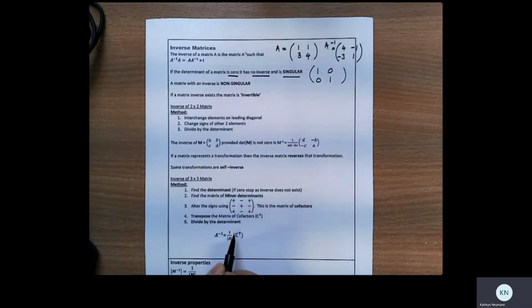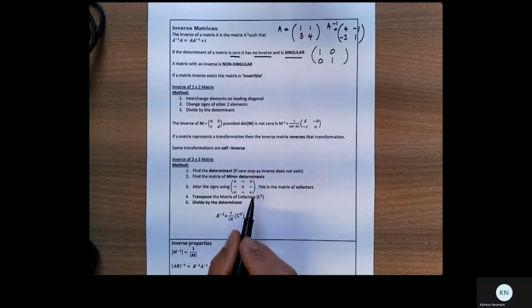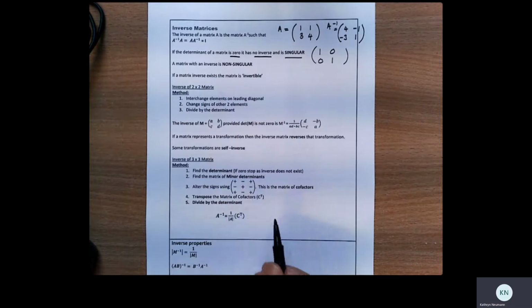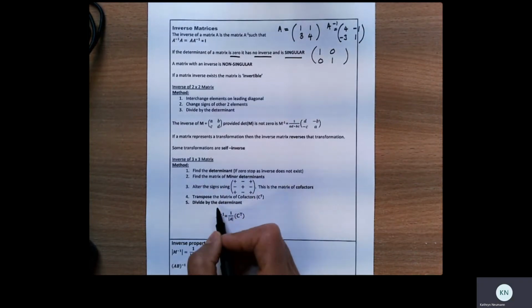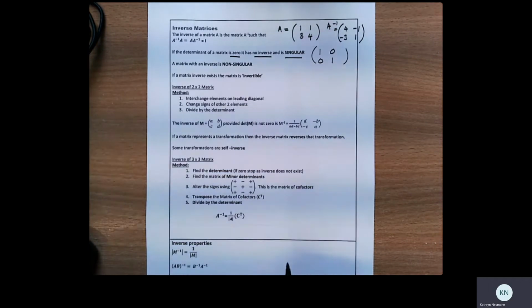The method for a 3 by 3 matrix is much longer and fiddly, really. So there are these different steps that we have to do, and I will take you through an example of doing that in one moment.